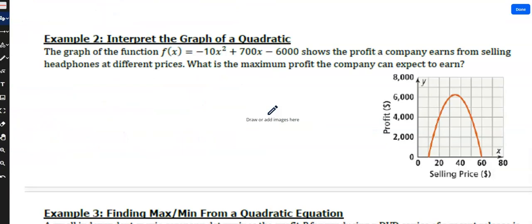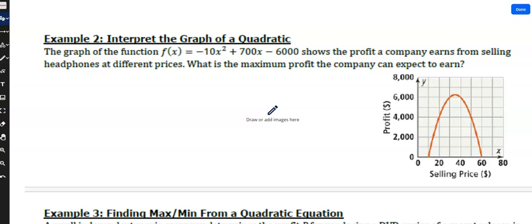Example 2, interpret the graph of a quadratic. The graph of the function shows the profit a company earns from selling headphones at different prices. So I'll probably talk about this more in class, but if you sell it for less, people think it's junk, and so they don't buy it. If you sell it for more, people think it's too expensive, and they also do not buy it. So there's a happy medium somewhere in here where the vertex is sitting, and that gives you the best selling price to make the most money.